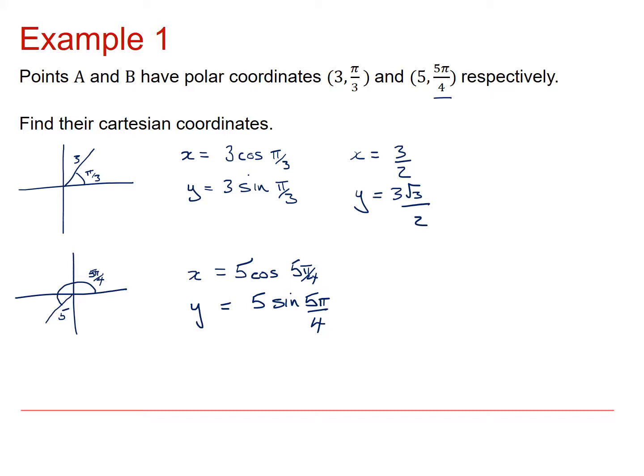Cos of 5 pi by 4 is minus 1 over root 2. Sine of 5 pi by 4 is also minus 1 over root 2. So x is equal to minus 5 over root 2, and y is equal to minus 5 over root 2 as well.